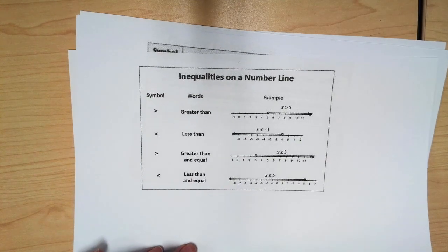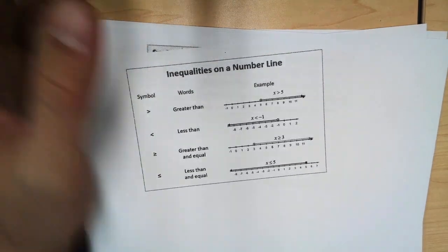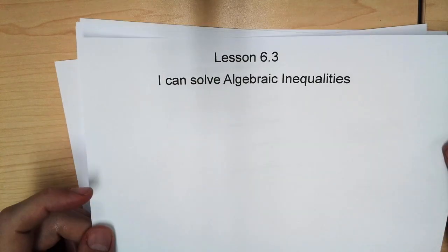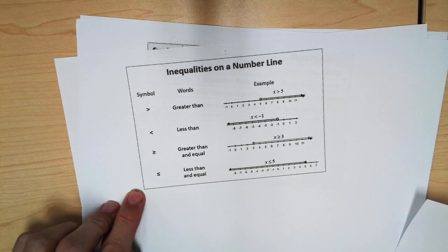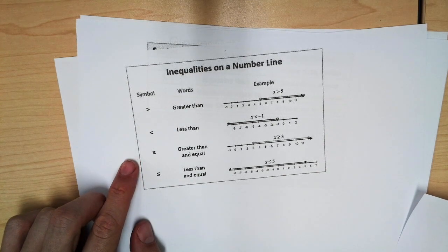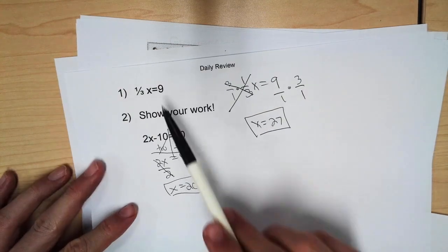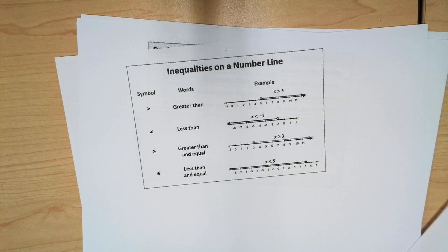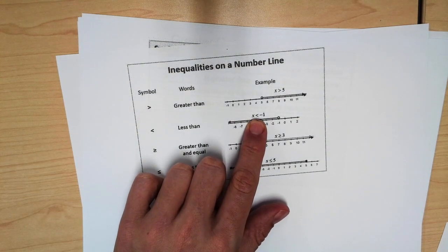So today we're going to look at some inequalities on a number line. If we go back to our learning goal, which was I can solve algebraic inequalities. So these are inequalities. They're unequal. If we look at our equations from earlier, these were equal. The left side is the right side. With inequalities, we're looking at things that are not equal.